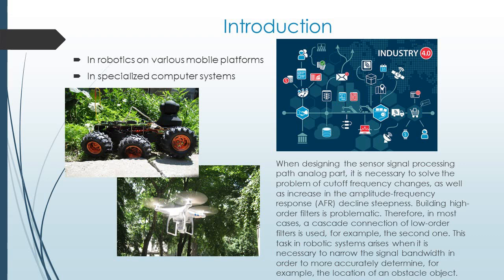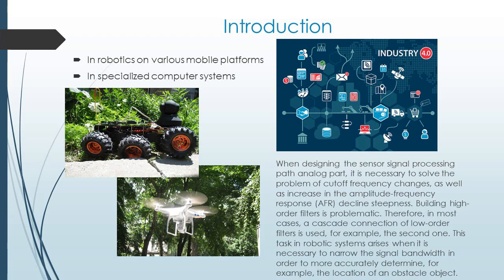One of them is that the analog part also needs an efficient rearrangement of analog filters' characteristics. When designing the sensor signal processing path's analog part, it is necessary to solve the problem of cutoff frequency changes, as well as an increase in the amplitude frequency response decline steepness. Building high-order filters is problematic. Therefore, in most cases, a cascade connection of low-order filters is used, for example, the second one.